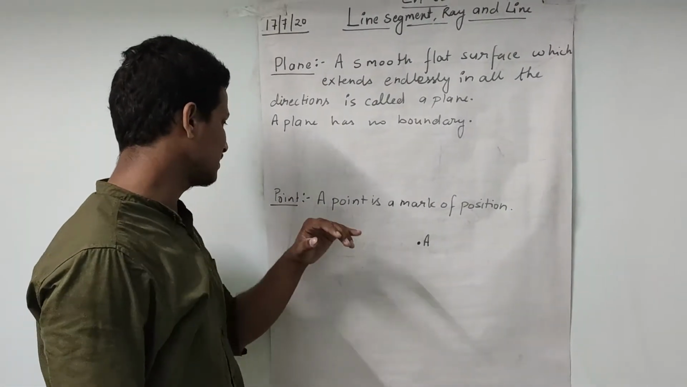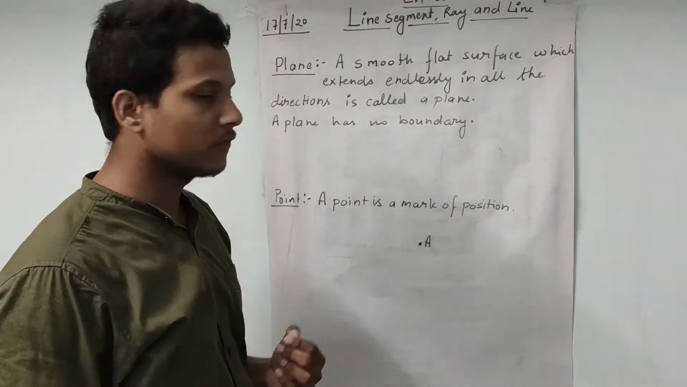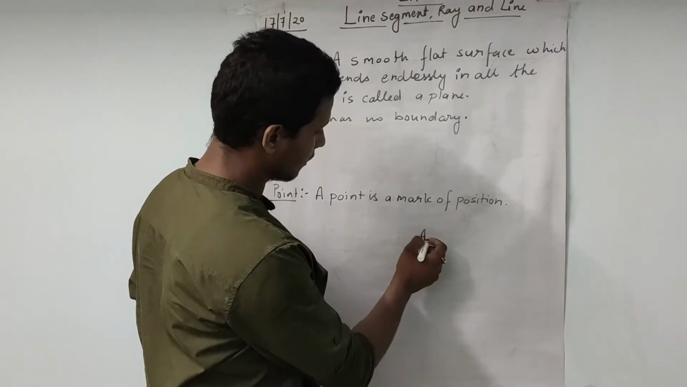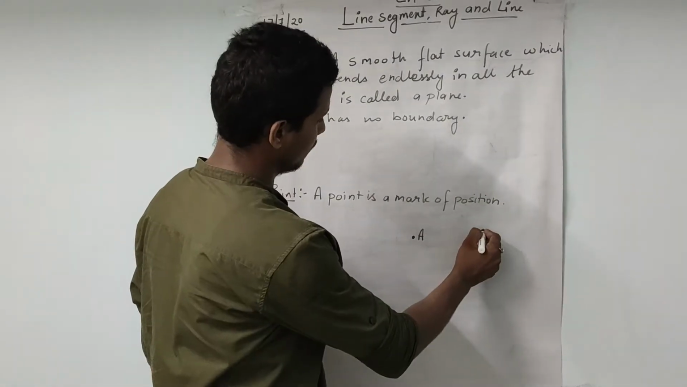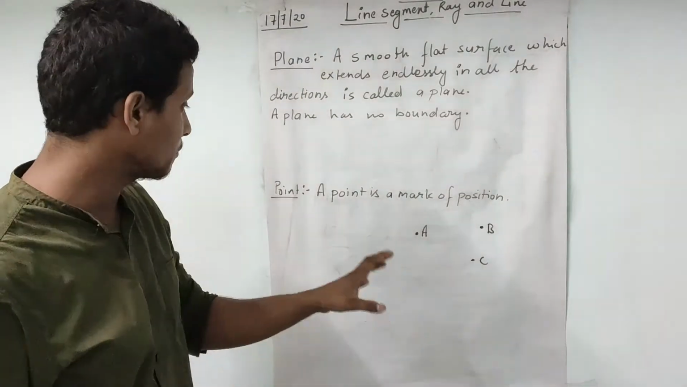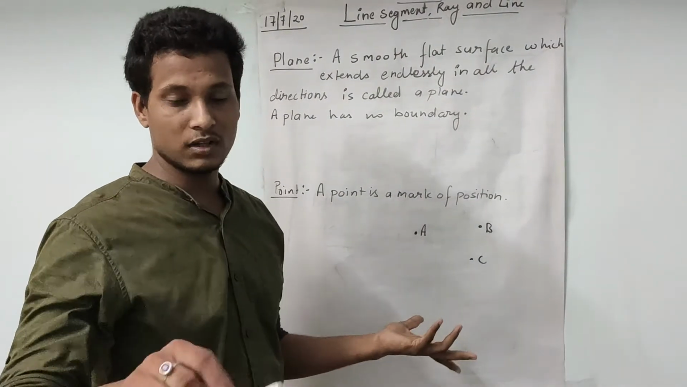Okay, next is our point. A point is the mark of position. Point is basically the mark of position. Like I have marked this point A here. Another point B is here. Another point C is here. This is the mark of position that represents a particular mark in the particular plane.